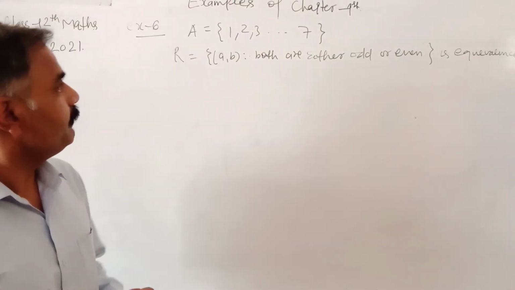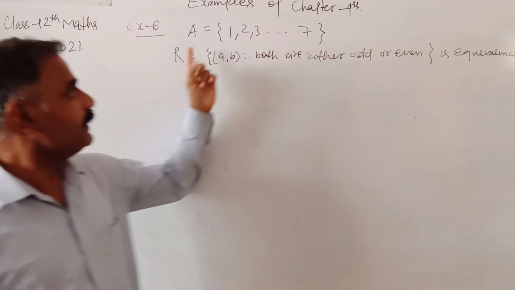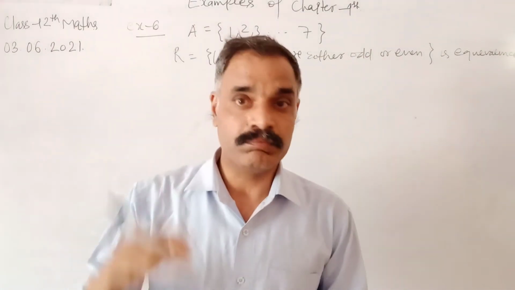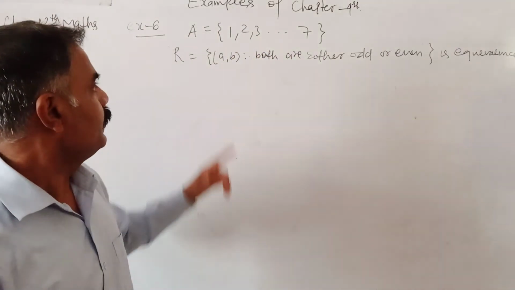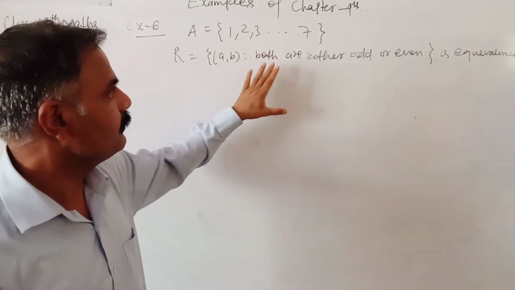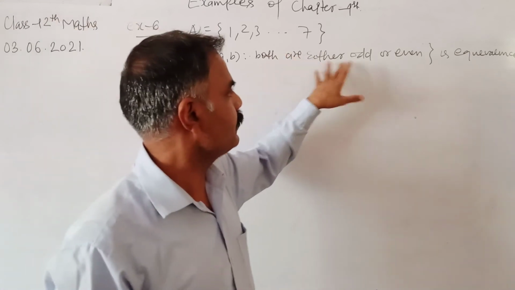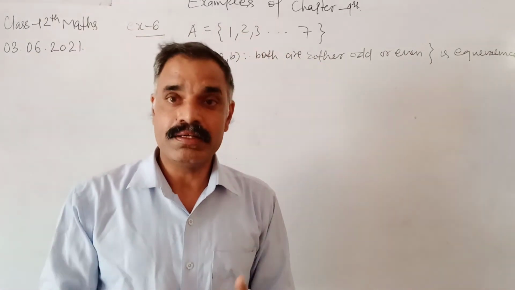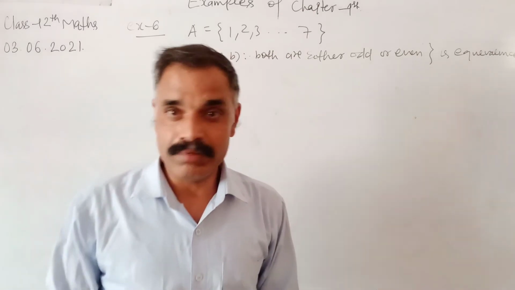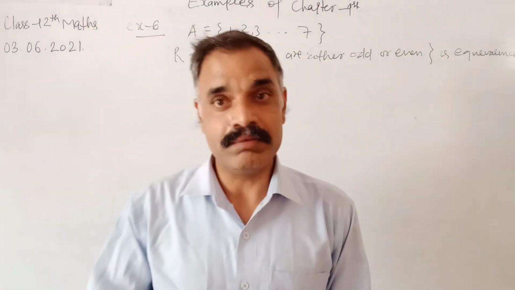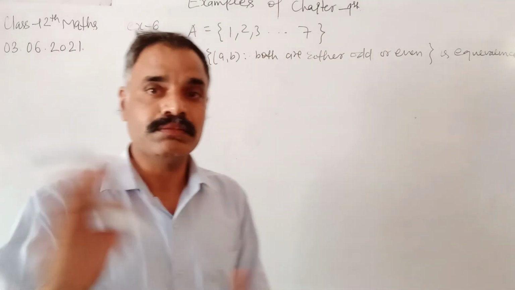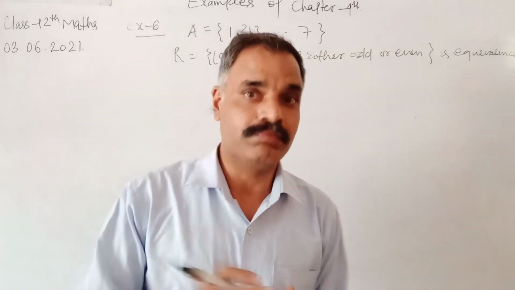So this is example number 6. The set is given as the elements 1, 2, 3, 4 up to 7. And the relation is defined as both the elements are either odd or even. Meaning if element A is odd, then element B will also be odd, and if element B is even, then element A is also even. Both elements should be either odd or even.